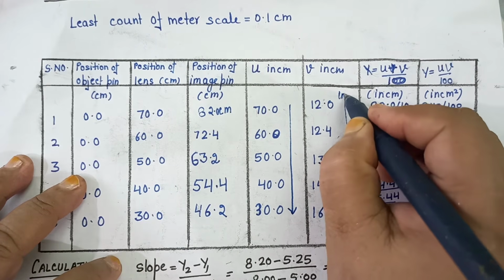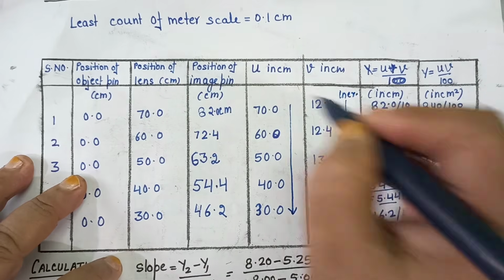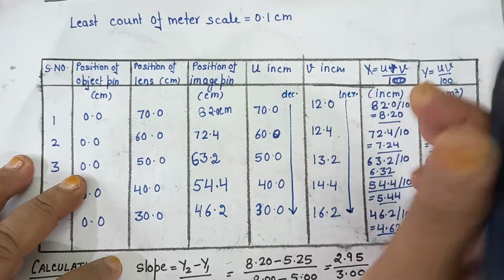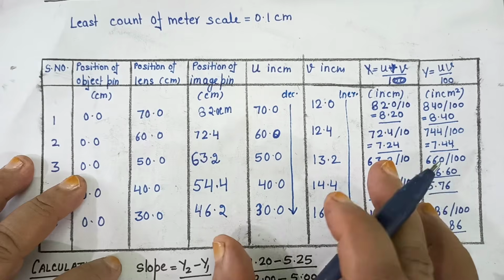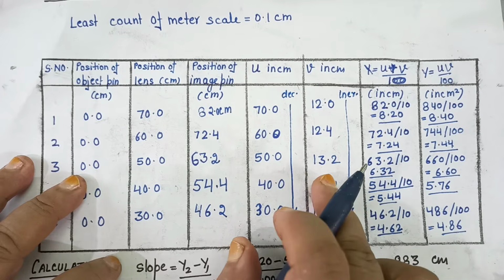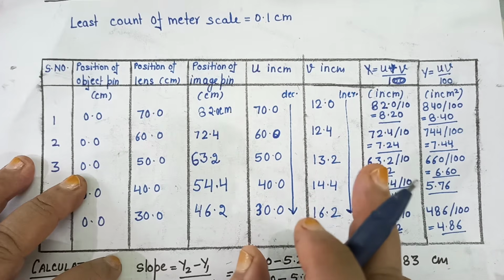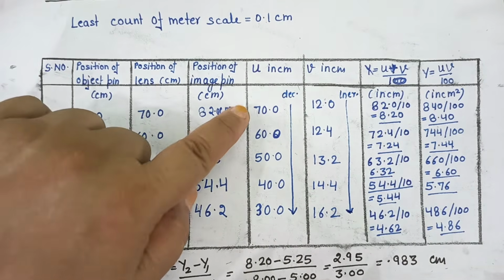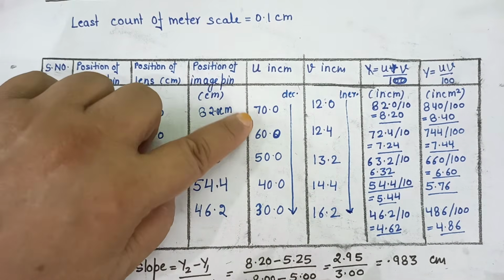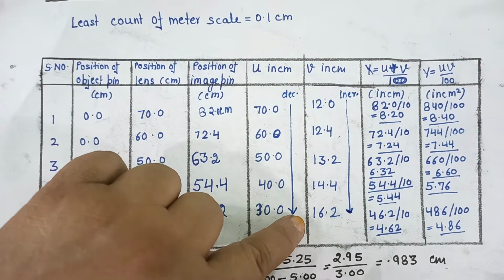It should be in increasing order. This pattern should be correct, because 1 mark is allotted to this pattern, whether the child is getting the pattern correct or not. So just observe the pattern here. Always when U will decrease, the V will increase.